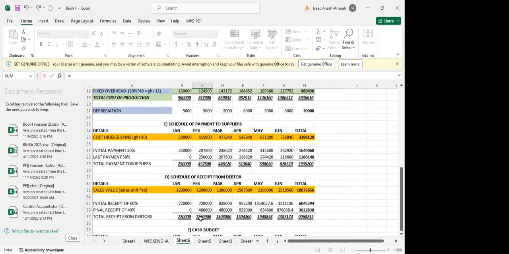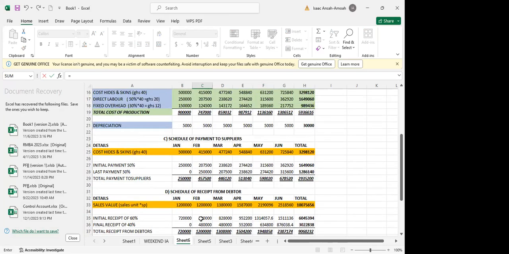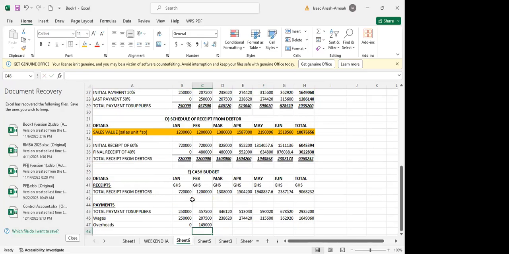Right, so let's go and check. This is the overhead cost for January. So you have to less depreciation from it. So minus the depreciation. Okay, and that's reported for February.